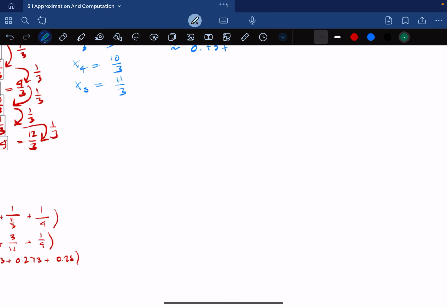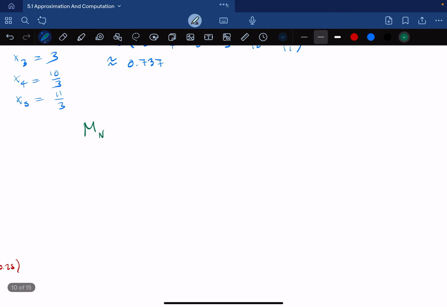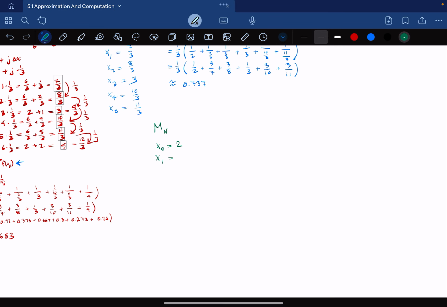But I do like to just usually write them down as well. So m of n. So we do actually need all the points from x of 0 to x of 6. We already know that x of 0 is equal to 2. X of 1 we knew is equal to 7 over 3. X of 2 is equal to 8 over 3. X of 3 is equal to 3. X of 4 is equal to 10 over 3. X of 5 is equal to 11 over 3. And x of 6 is equal to 4.